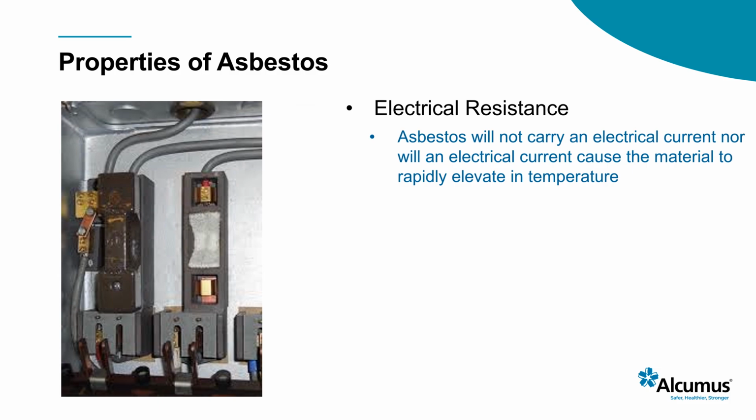Asbestos will not carry an electric current, and in this picture we see it used as an insert within the fuse carrier, ideal for this purpose due to its electrical insulating properties and also its resistance to heat, preventing damage due to the high temperatures dissipated when a fuse ruptures.